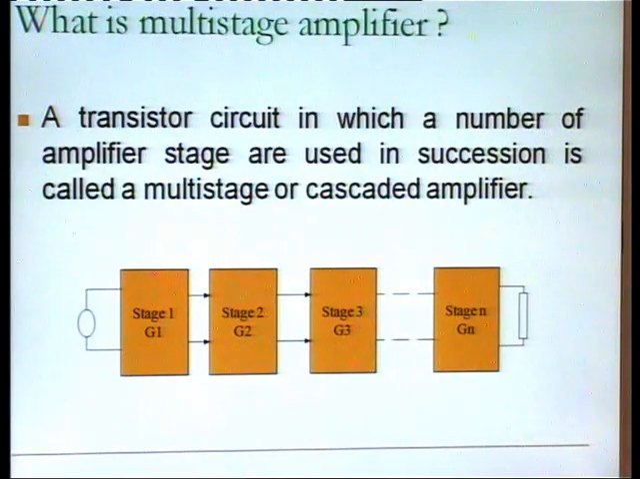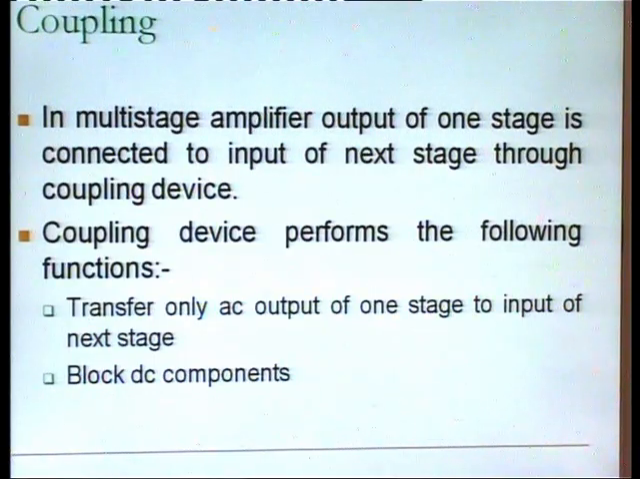Now why do we need coupling? In a multi-stage amplifier, the output of one stage is connected to the input of the next stage through a coupling device. This coupling device is required because we cannot connect the output of one stage to the input of the next stage directly. Also, the battery provided to a single stage amplifier cannot be connected directly to the other stages in a multi-stage amplifier, as it will create stabilization problems, or the operating point will differ.